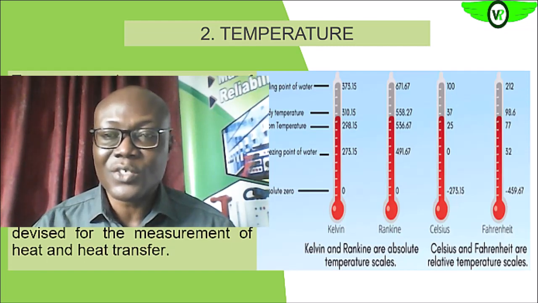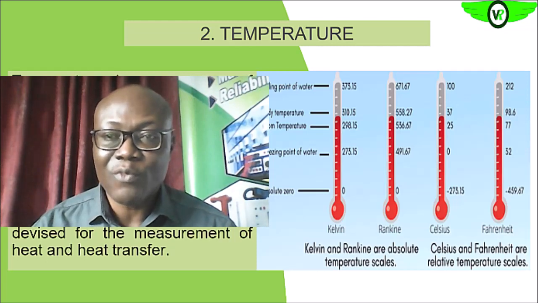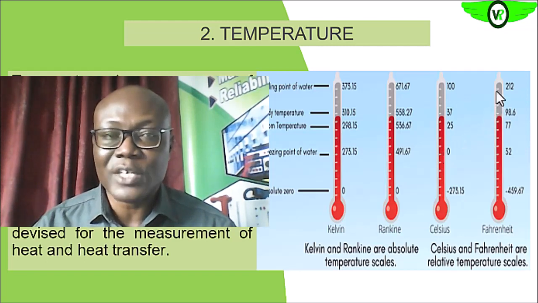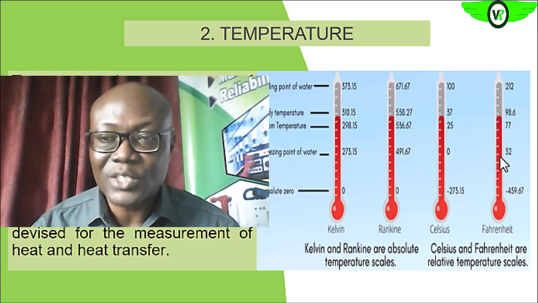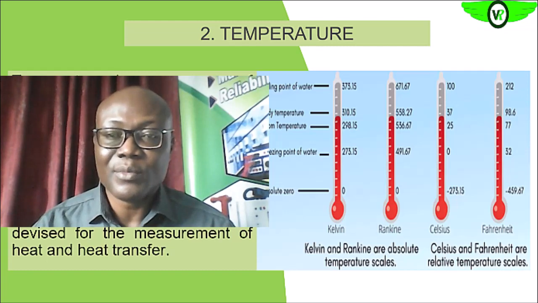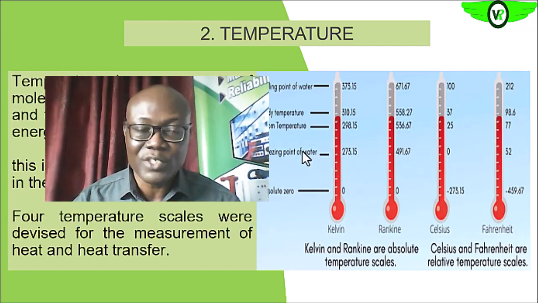So in the Celsius scale, you see that the boiling point of water is 100 degrees Celsius, okay? And then the freezing point is 0. And that corresponds with 212 degrees Fahrenheit for boiling point and 32 degrees Fahrenheit for the melting point or freezing point of water.